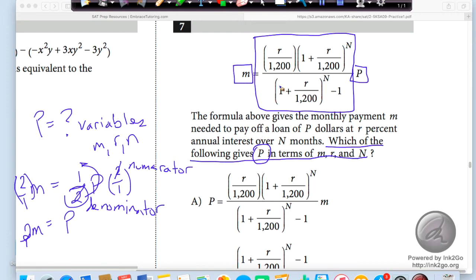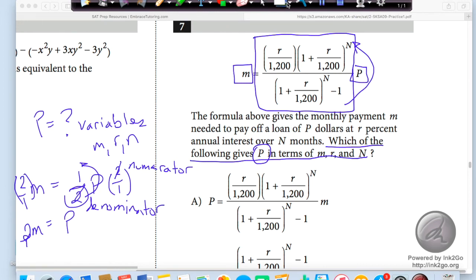Now, if I go back to this complicated expression, what that tells me is that this bottom, this complicated expression here, the denominator more precisely, if I multiply by the reciprocal, should then appear on the top. As if I were to take this 1 plus R over 1200 to the N power minus 1, just like the 2 down here being the denominator flipping over to the numerator, that should then appear as the reciprocal on the other side of the equation. Well, luckily for you, there's only one answer choice that really does that.